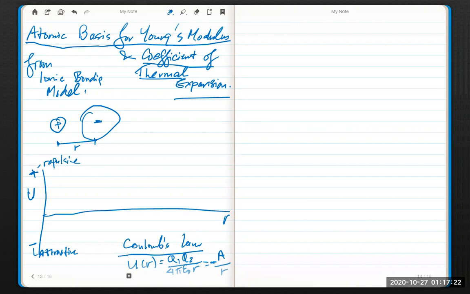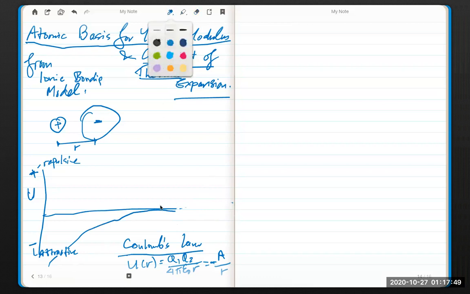So if you draw this U-R curve, you'll see something like this. As R is very far, the energy is very small, close to 0, and as R is very small, the energy is very large. So you'll see something like this. Sorry, it doesn't cross the 0 line. Excuse me, let me clean that up a bit. This is the x-axis in terms of R. This is the Coulombic energy separation curve.